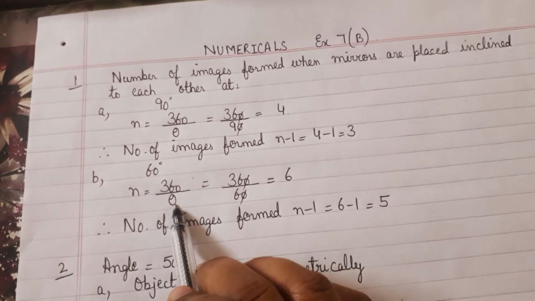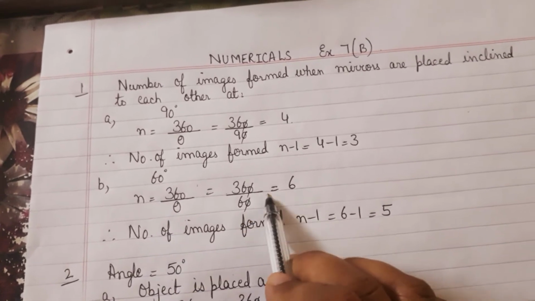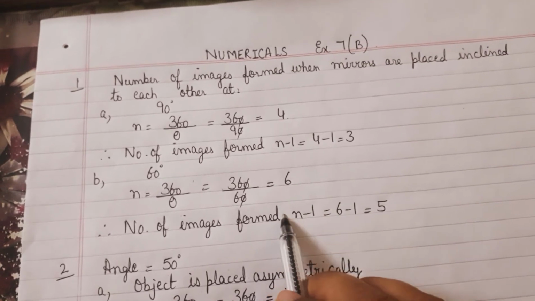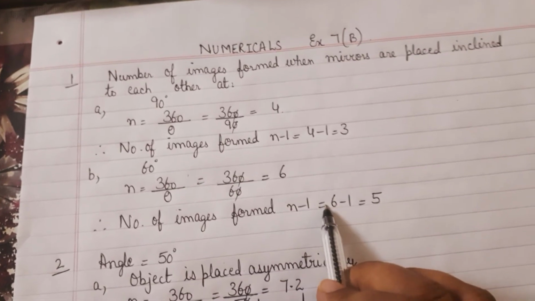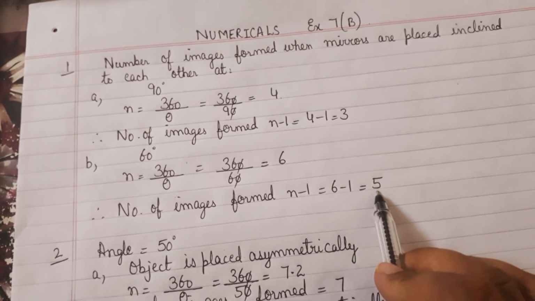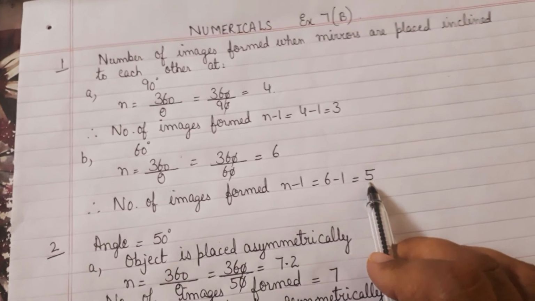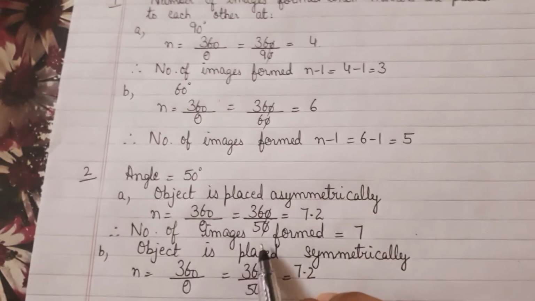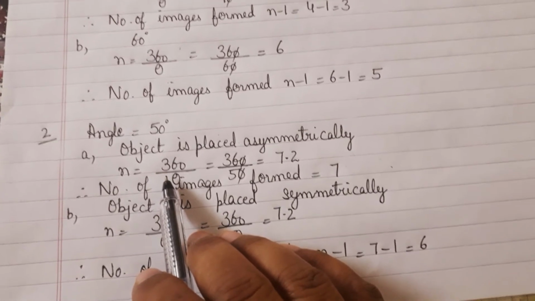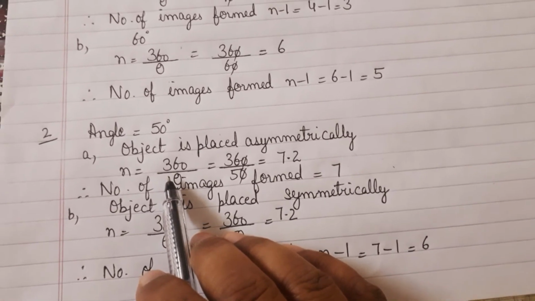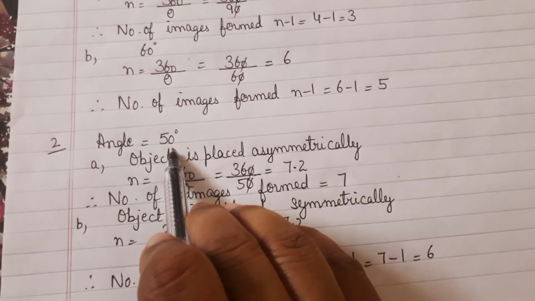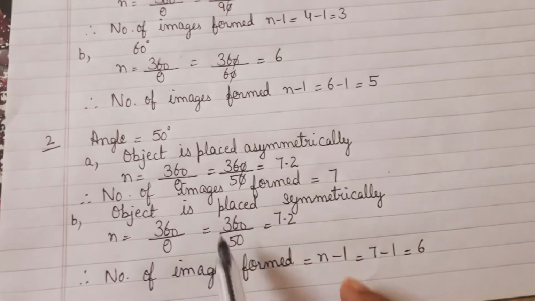So we use the formula 360 upon theta. That works out to 6 images. Again, it is an even number. So what do we do? N minus 1. So the actual number of images formed is 6 minus 1, and that is 5 images. Okay. Now we move on to the second numerical. In this particular question, they have said that an object is placed asymmetrically and later on symmetrically, and the angle between the plane mirrors is 50. So the angle given is 50 degrees, but two situations are there.